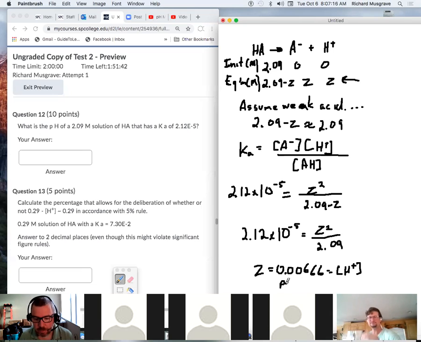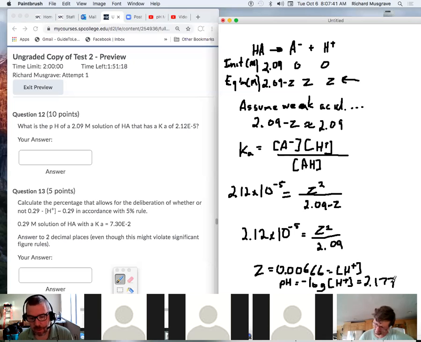So the pH, which will be the negative log of the hydrogen ion concentration, would be... And you know, this is 3 sig figs. So that means we get 3 decimal places on the log here. All right, does anybody have any questions about finding the pH in that situation?